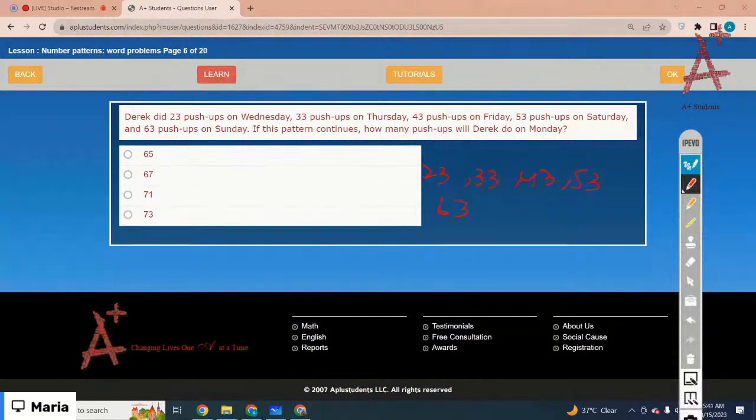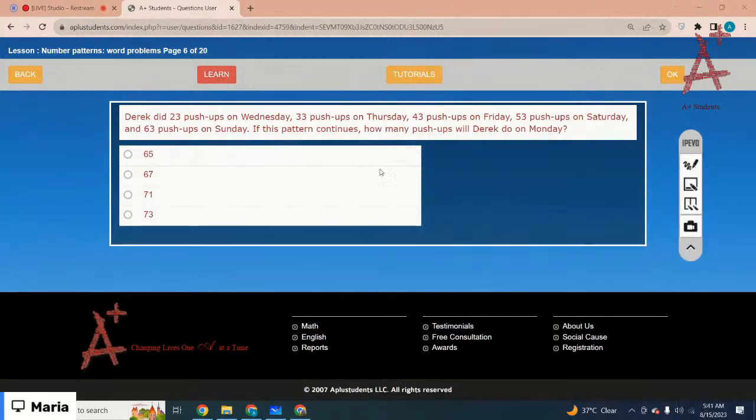73, right? You have to add 10 for the next value, so it would be 73.